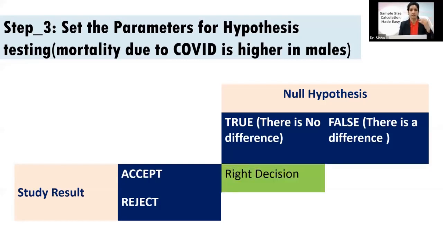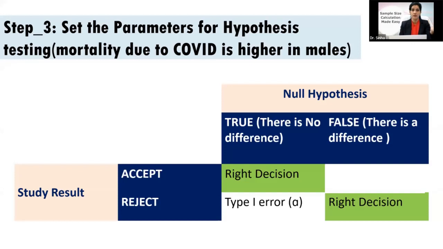And if we conclude that there is no difference and that is the right decision, or we conclude that yes, there was a difference and actually there was a difference, then also we made the right decision. But the problem arises: there can be a possibility that the null hypothesis was true, but we have rejected it. That will be your alpha error or type 1 error.